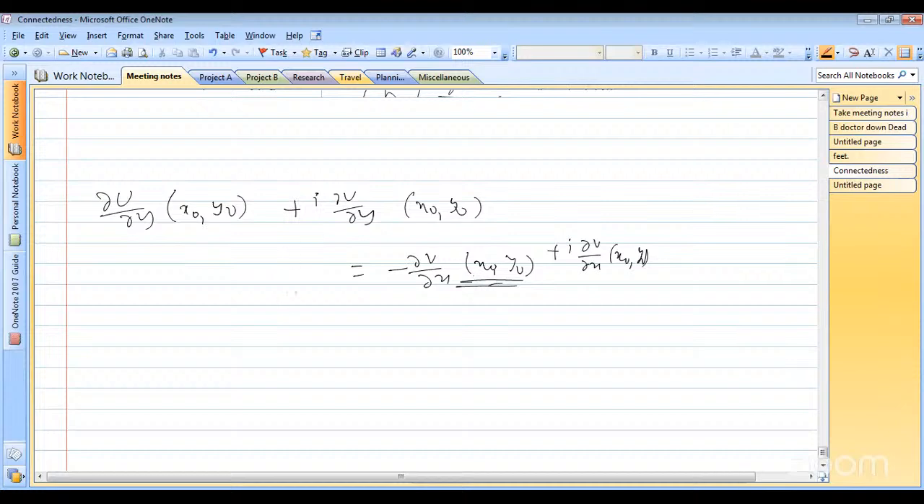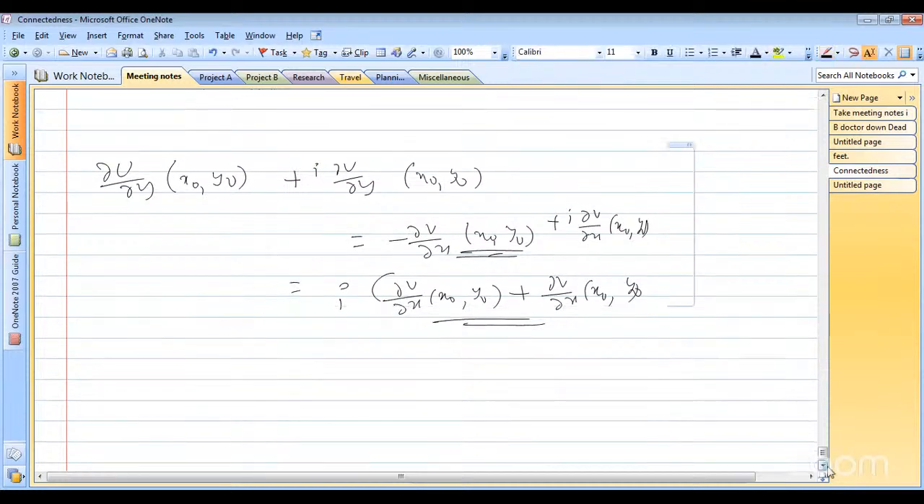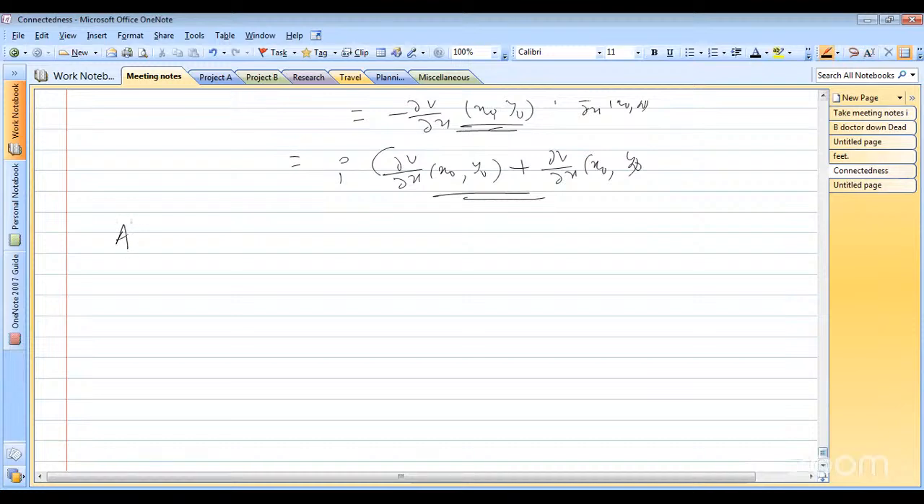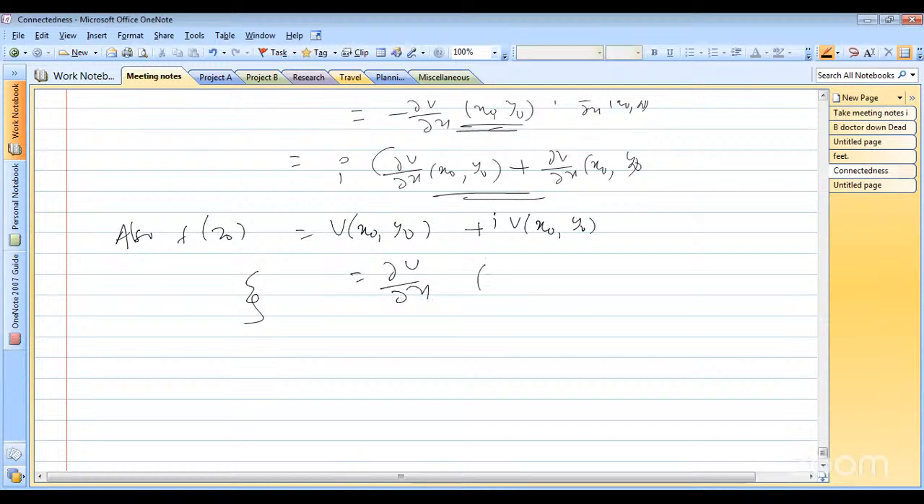So therefore we can write here i times ∂u/∂x at (x0, y0) plus ∂v/∂x at (x0, y0). Also we have to write the imaginary part, taking the condition. Also we are taking z0 equal to u(x0, y0) plus i times v(x0, y0) here again. Therefore ∂u/∂x at (x0, y0) plus i times ∂v/∂x at (x0, y0) also we are taking here.